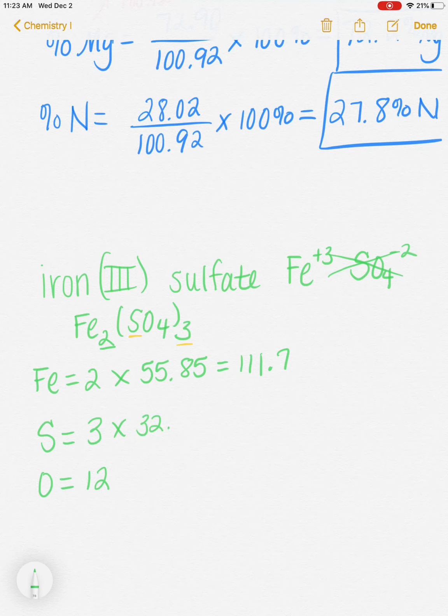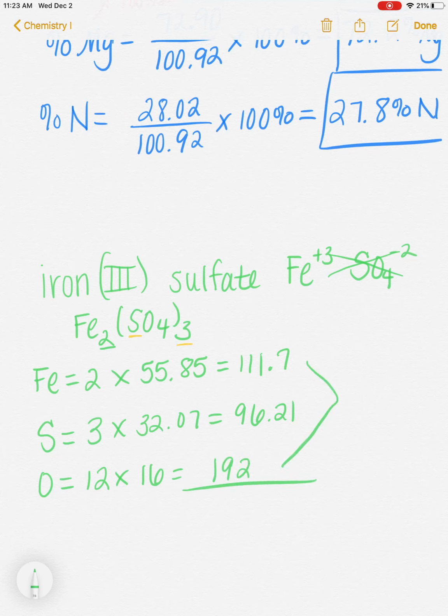Sulfur has a mass of 32.07. So I'm going to take 3 times 32.07, and I get 96.21. Oxygen. Now, if you look at oxygen, a lot of periodic tables will list it as 15.9994. So I just generally round that to 16 for the mass of oxygen. 12 times 16 is going to give us 192.